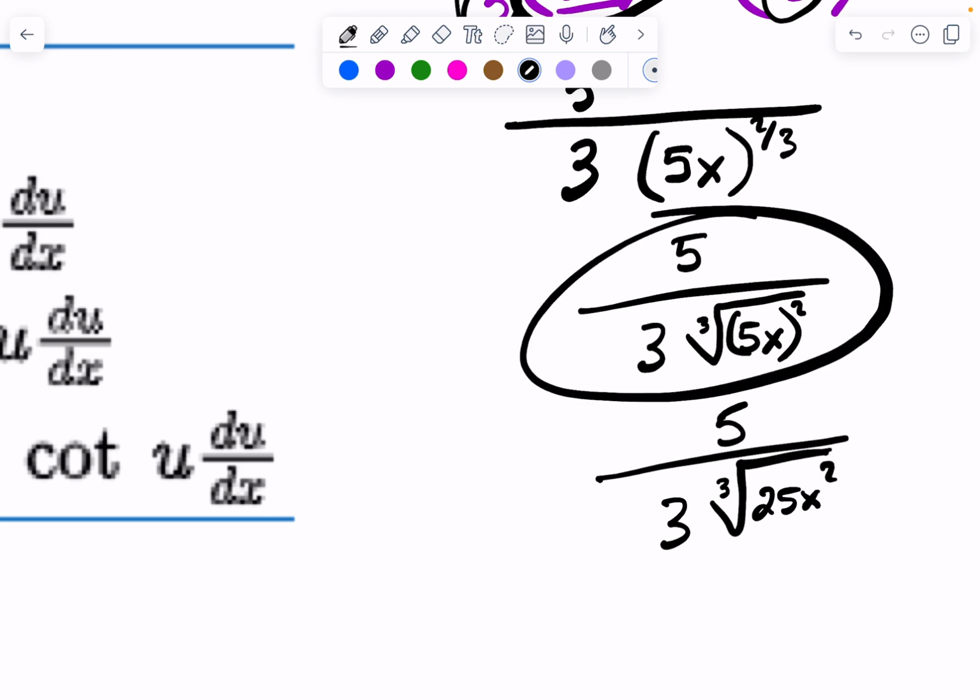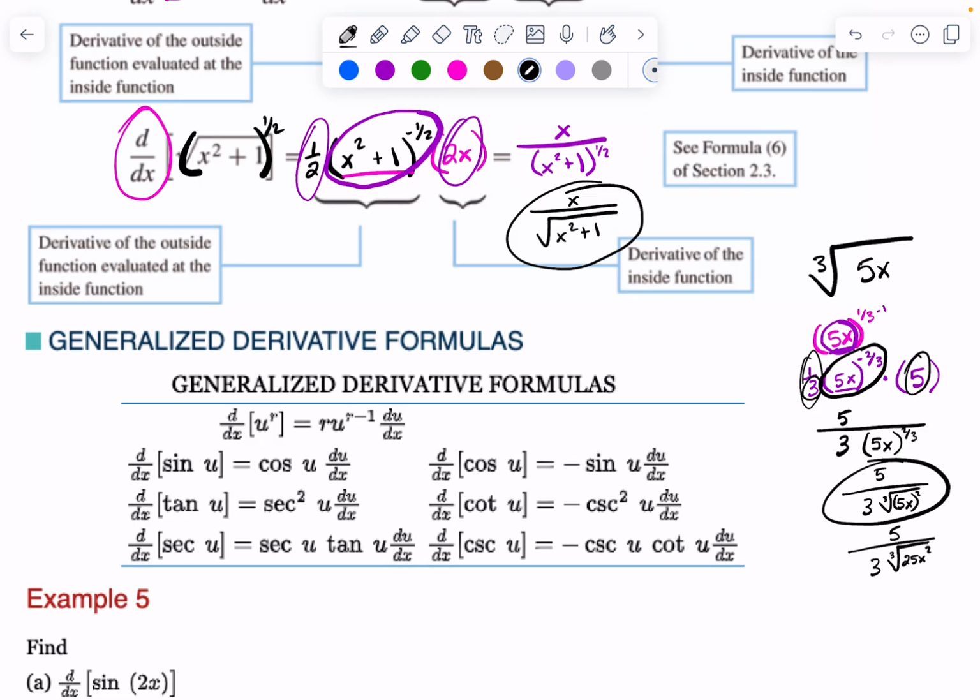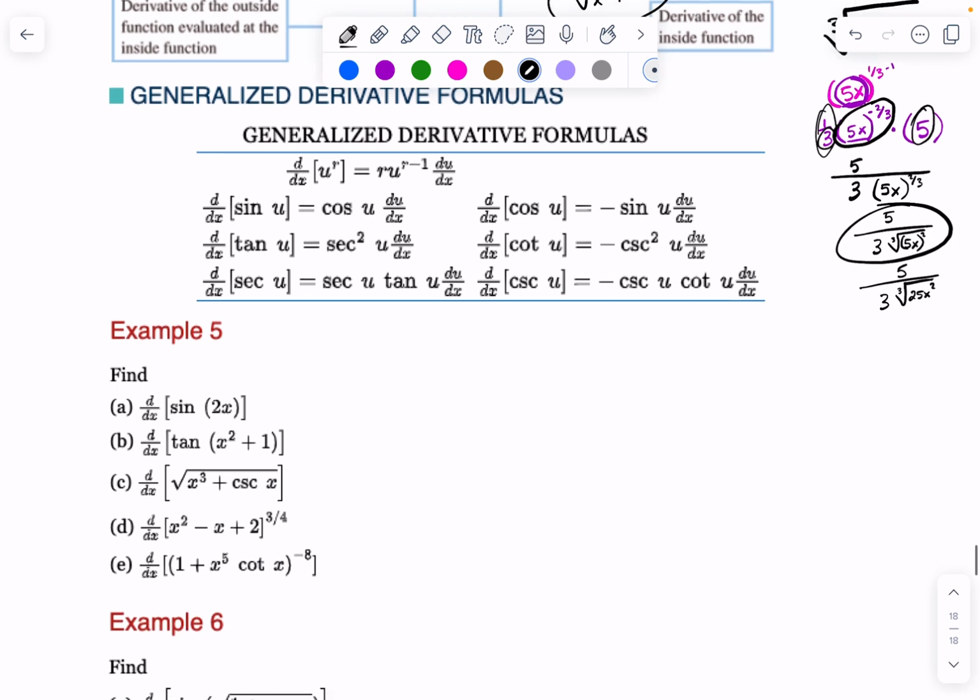So that's how that works when you have roots. You just do it kind of straight. Chain rule is like power rule. Chain rule is exactly like power rule, but you just take it times the derivative of what the inside stuff is now also.